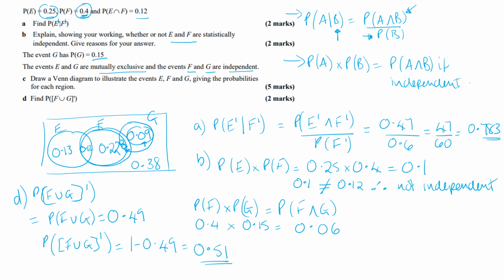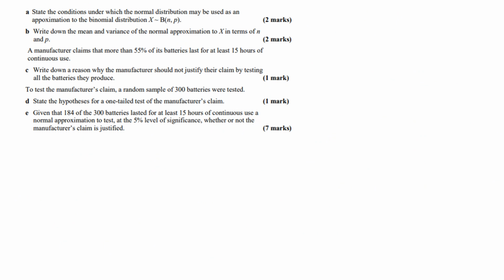This next question is a binomial distribution approximation to the normal distribution. The binomial distribution is a discrete distribution, and in part A it's asking us the conditions under which we can approximate it to the normal distribution. So that can happen when n is large, so when you've got enough trials then it can merge into a continuous distribution. And also, because we've got 2 marks, we've got to say 2 things.